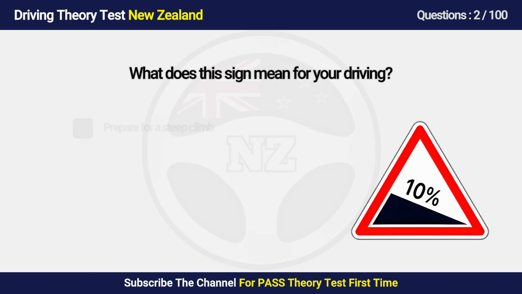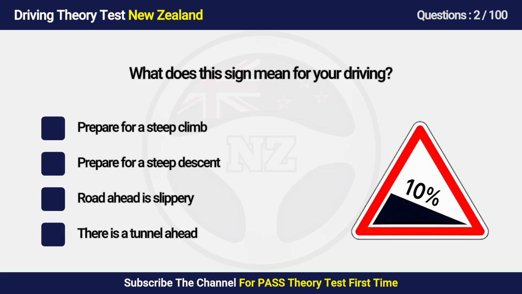Question 2. What does this sign mean for your driving? A. Prepare for a steep climb. B. Prepare for a steep descent. C. Road ahead is slippery. D. There is a tunnel ahead.